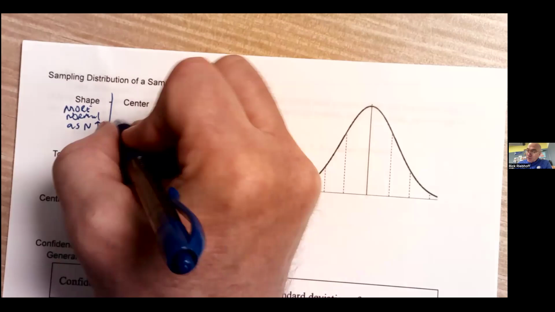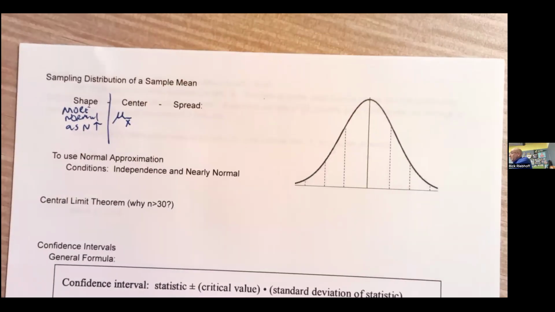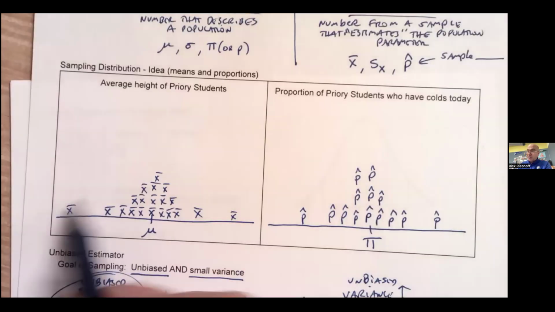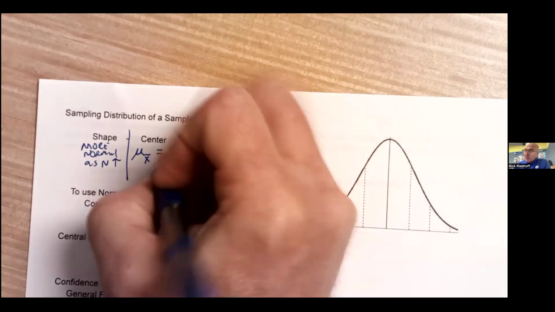The center of all of those sample means: again, what we're doing is, I sent 40 of you out to find the average height of priority students. You did 10 people each, right? These are all of our sample means. If we average those, where would that average be? Should be at the population mean, right? So this equals the population mean.